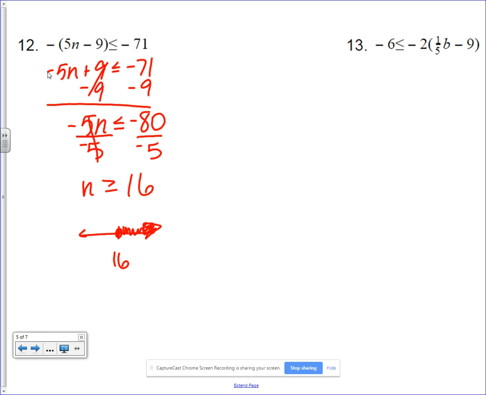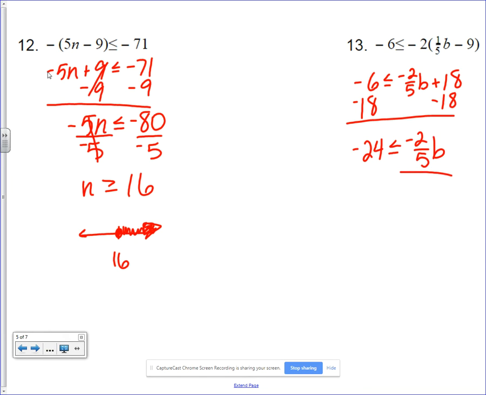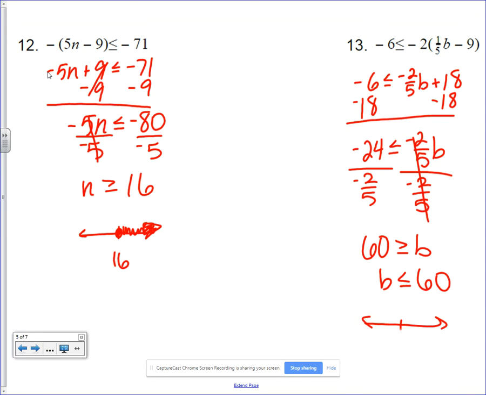And number 13, let's distribute. Notice that'll be a +18 on the end. And we'll isolate. Now we'll divide. Notice I'm dividing by a negative. So I've got to flip that symbol over. And then my variable doesn't come first, so I actually need to flip it right back. Put that 60 on my number line with a closed circle. It is less than, so we will shade to the left.